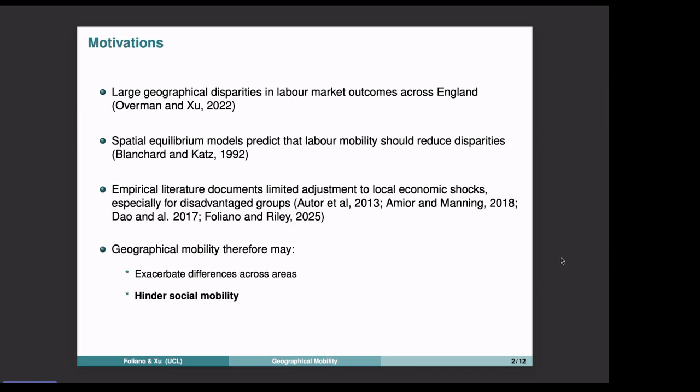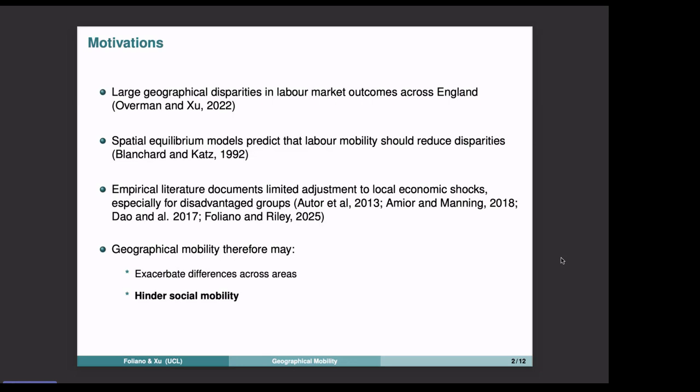Sorry, just very quickly, some motivations. They very much overlap with the ones already presented by Joey, but I just wanted to mention them because they introduce the discussion about social mobility. So we know from previous literature and previous work by Joey that there are large geographical disparities in labor market outcomes across England, and this is very important because according to economic models, geographical disparities should dissipate through labor mobility, that is, workers moving across local labor markets. However, more recent empirical papers that have been studying negative employment and wage shocks have found that actually this is not really the case.